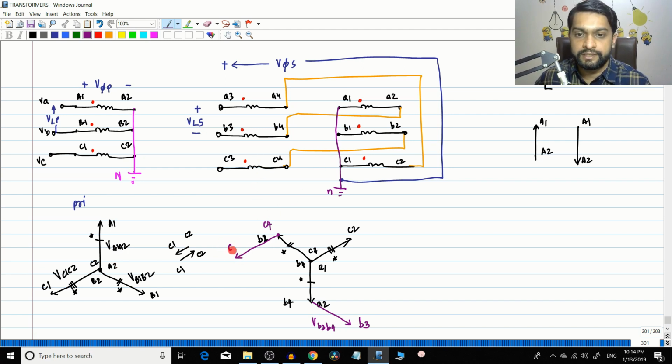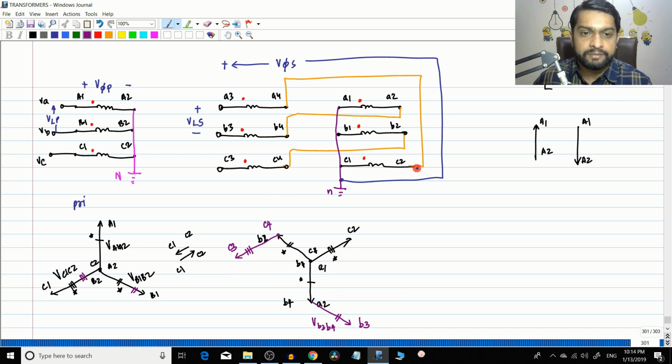So this is C3, C4, right? So I will just mark those points here. So this has two dashes, this also two dashes, just to show that these two vectors are parallel. So this has three dashes, usually for the C phase I put three dashes. So these two are in phase.